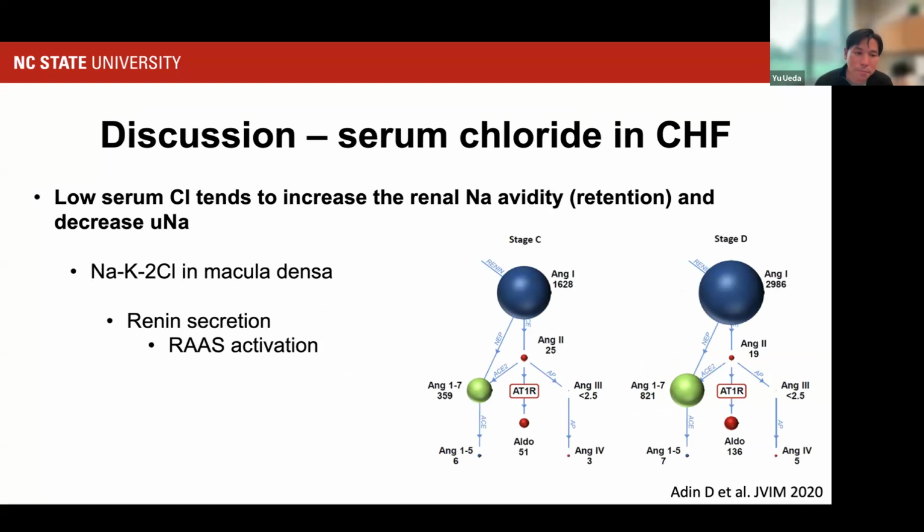Again, this is suspected based on the previous studies and these current studies: low serum chloride tends to increase renal sodium avidity, retention of sodium, and a decrease in the urinary sodium concentration because of that RAS activation, like you can see in these profiling studies. That's due to sodium potassium 2 chloride and macula densa inhibition.